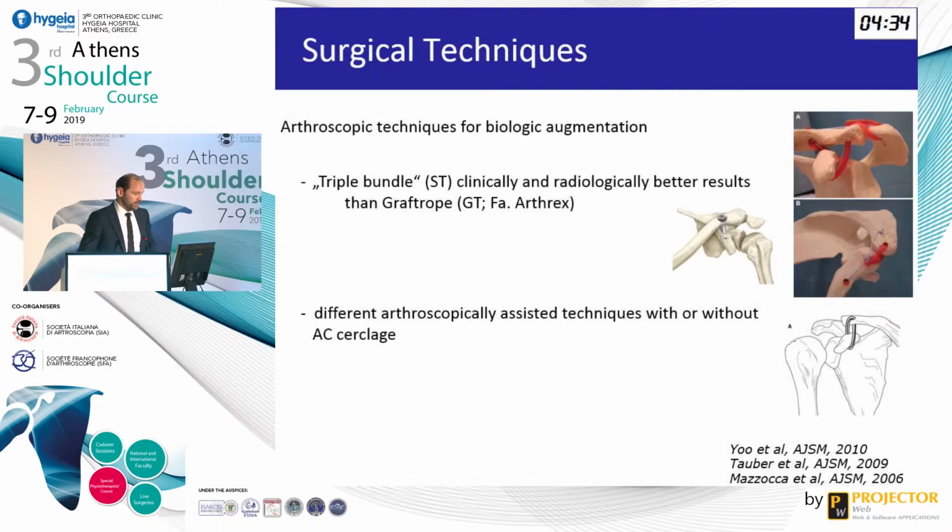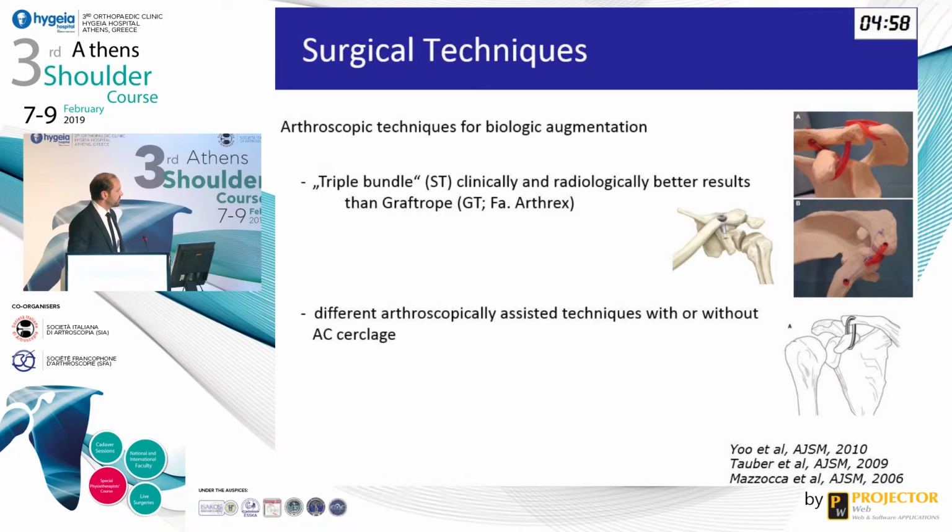Another surgical technique, Mark Tauber again proposed this triple bundle technique, where you wrap it around the coracoid and then over the AC joint and back. And he compared it to the Graft rope, which was on the market. I think it's not on the market anymore because in some studies it had 80% failures. So hopefully nobody is using this anymore. It's not on the market.